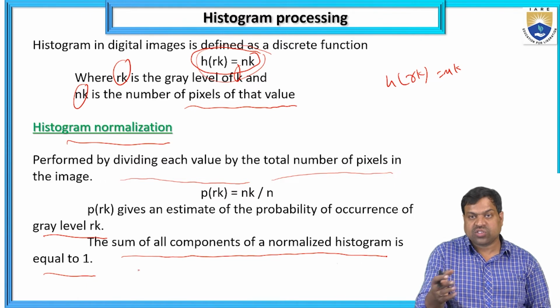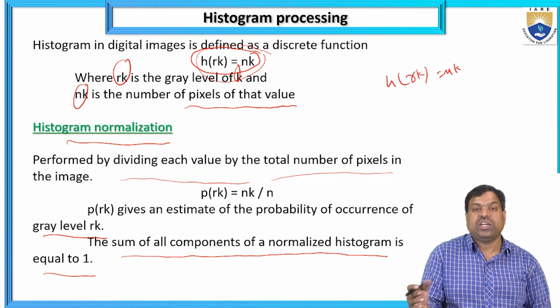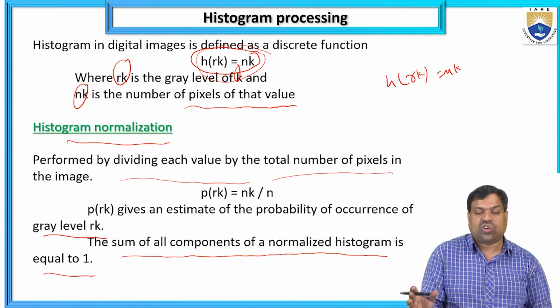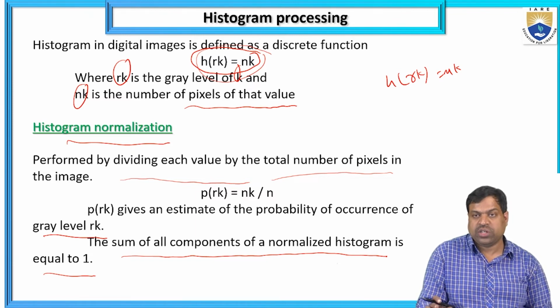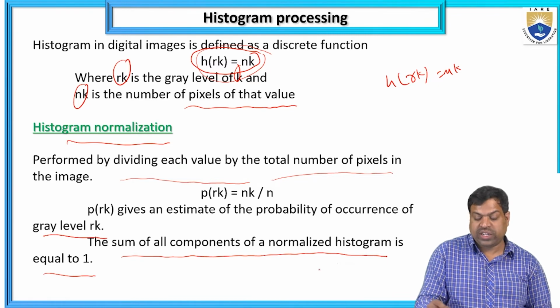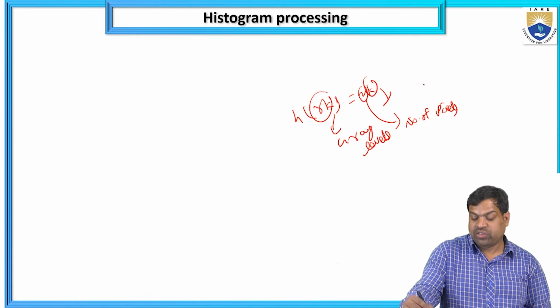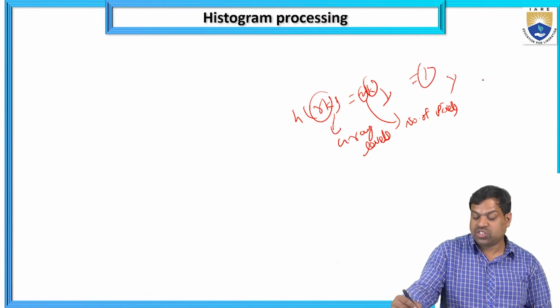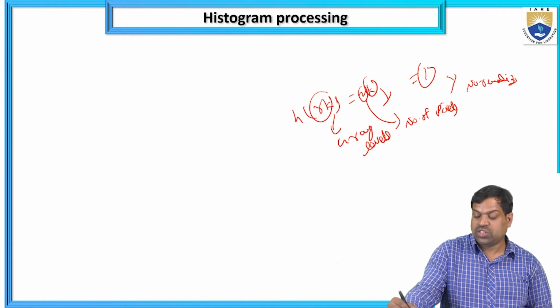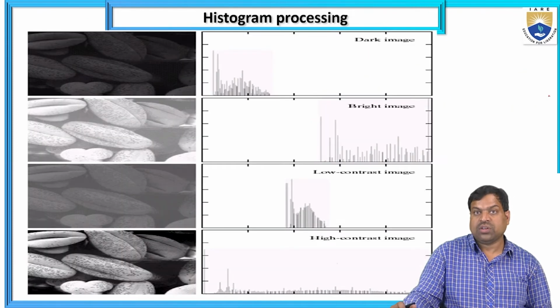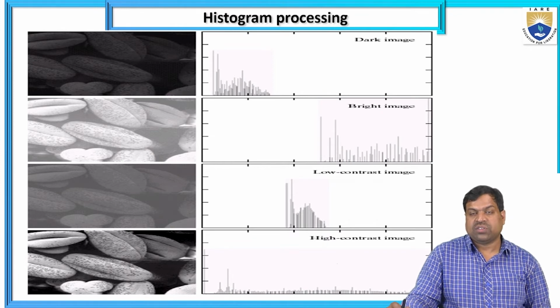If I take the sum of all the components of the normalized image, normalized means there are no changes in contrast and brightness. That is a good image. The sum of all components of a normalized histogram is equal to 1. So it is one example.